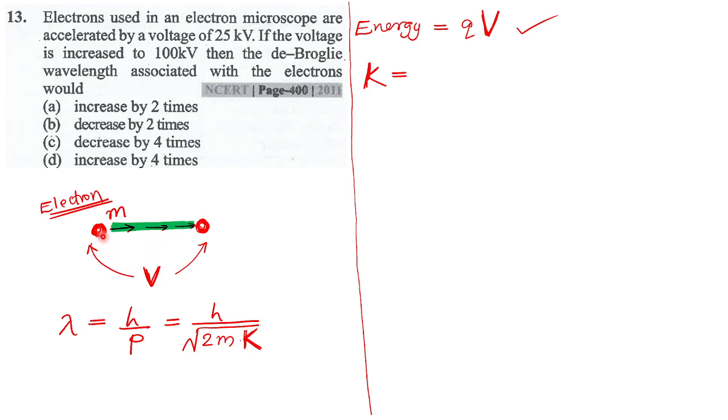Here Q is the charge of the electron, which is e. Let the voltage be V; I will substitute the values later. Hence lambda is equal to h by root of 2 into m into eV.